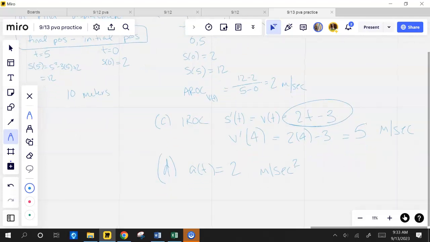Well, but okay, if a of t is 2, what's a of 4? It's still 2. What's a of 10? What's a of 7? There's no variable. Right. The derivative of a linear function is a constant. Yes. Because I take position, take the derivative to find velocity, and then take the derivative of that to find acceleration. Remember PVA, PVA. What's what?